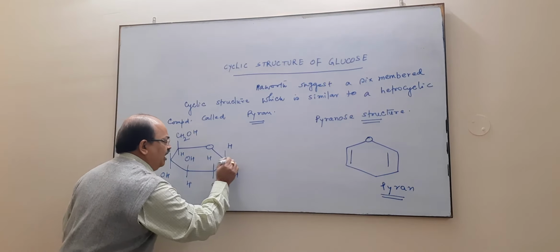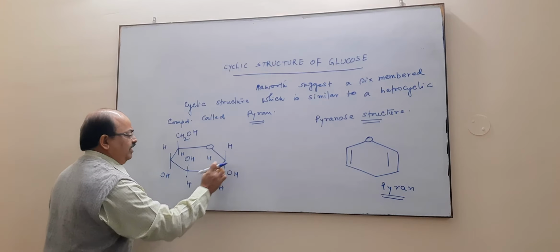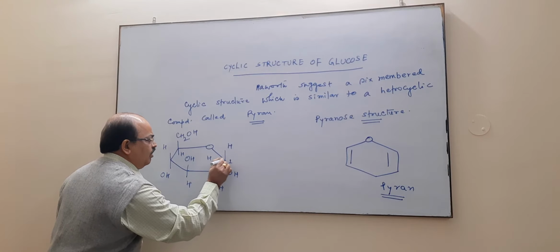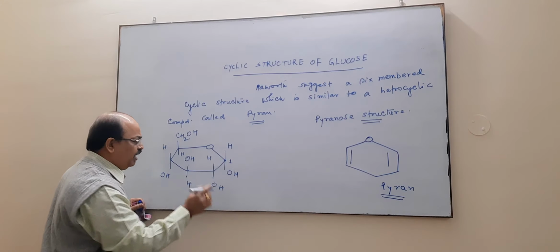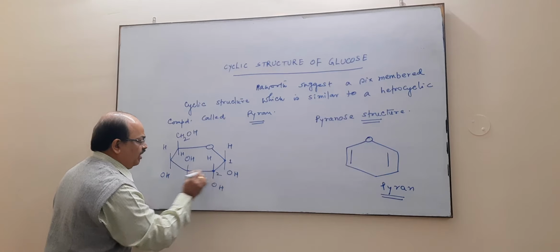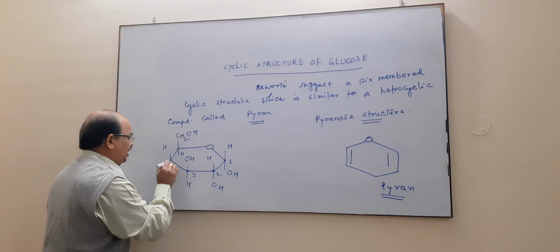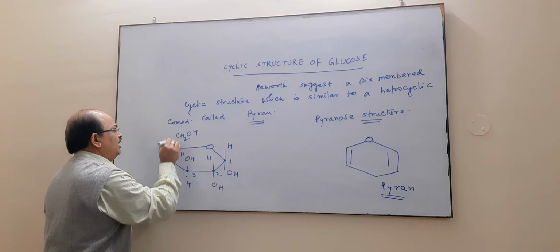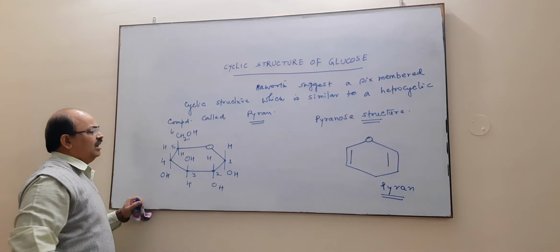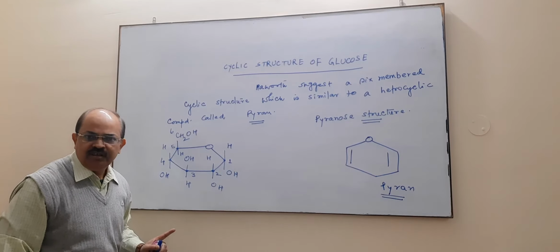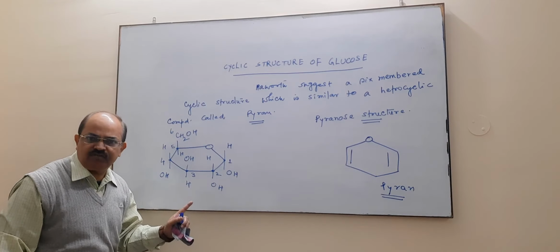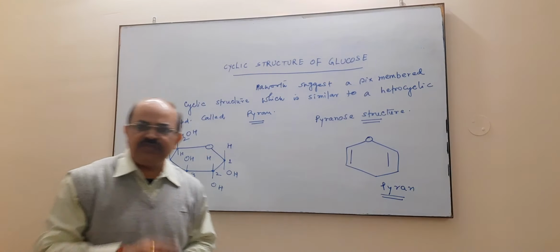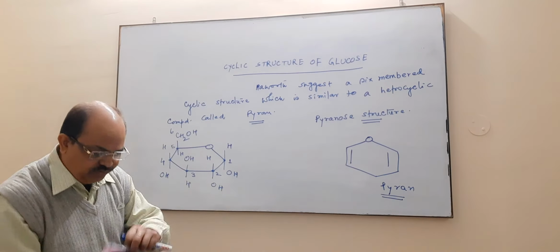This is carbon number 1. This is carbon number 2. This is carbon number 3. This is carbon number 4. This is carbon number 5, and this is your carbon number 6. So the formula is C6H12O6.